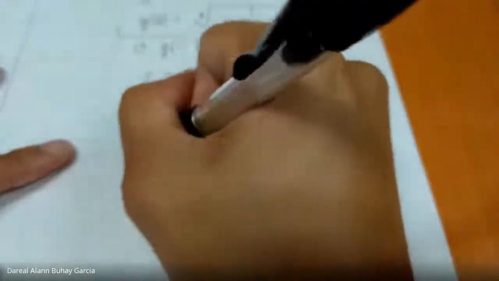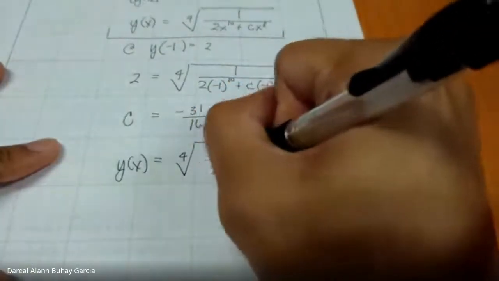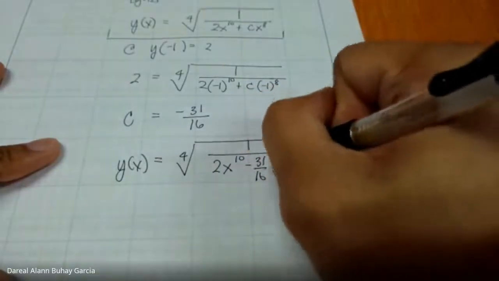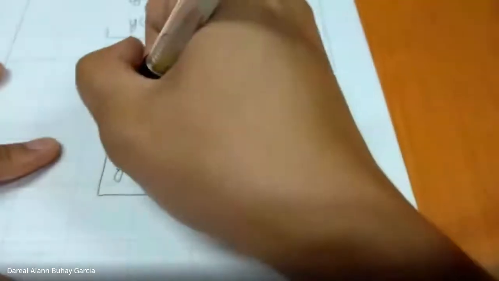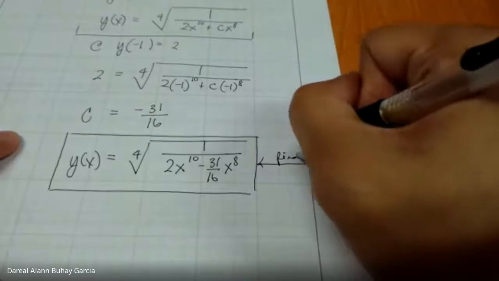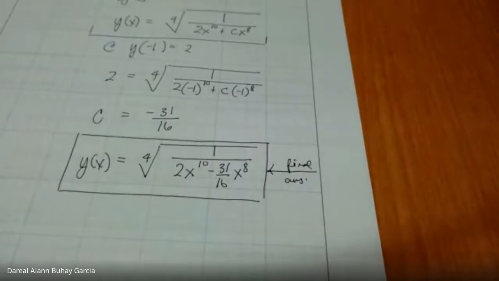Find c. Therefore, our final answer is equal to the fourth root of 1 over 2x to the power of 10 minus 31 over 16 of x to the power of 8. Final answer. So for all the formulas, please refer to the slide that I've uploaded on eLearn. Everything is there.